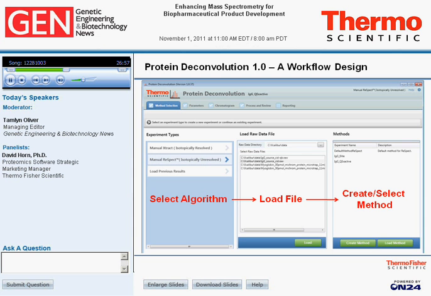Then after you select your algorithm, you select the data file you want to analyze, and then you can either select an existing method, and those methods contain parameters for deconvolution and also for chromatographic selection, or you can create a new one. So if you say create a new method, you go to the next screen. Next slide, please.